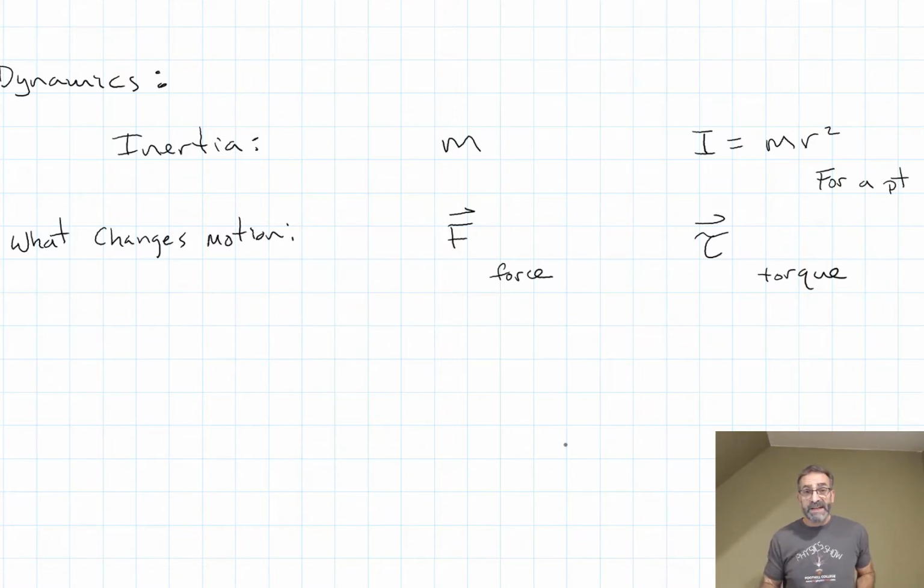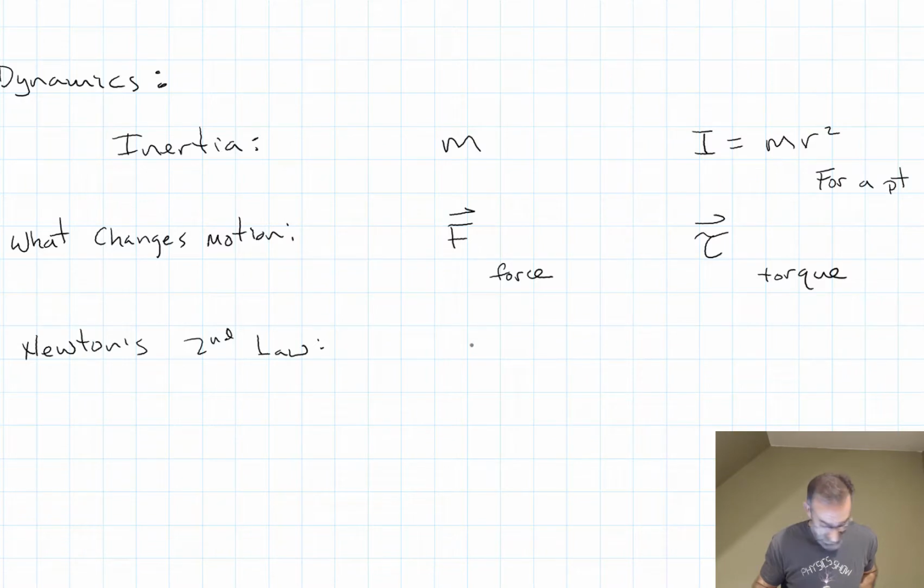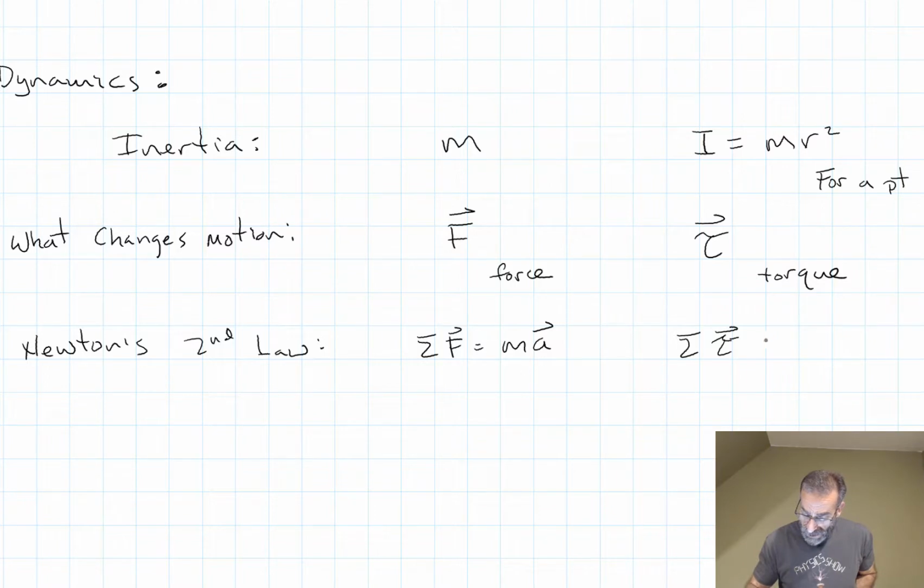The next question is, how are these related? Well, we look at Newton's second law. And this tells us that the net force equals ma. And for rotational motion, what do we use instead of force? We use torque. And what do we use instead of mass? We use rotational inertia I. And what do we use instead of A? We use rotational acceleration alpha.